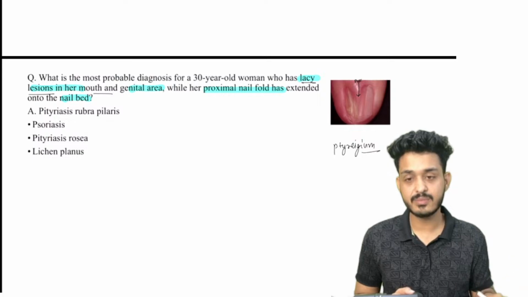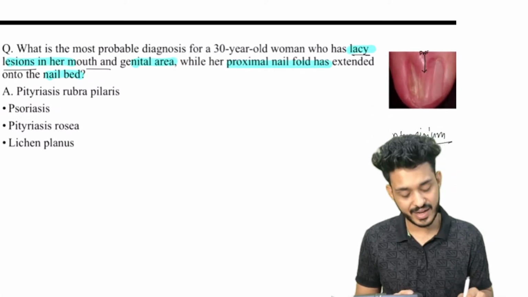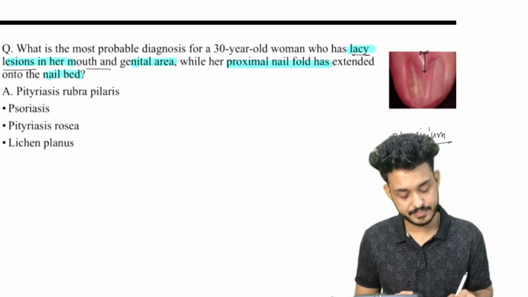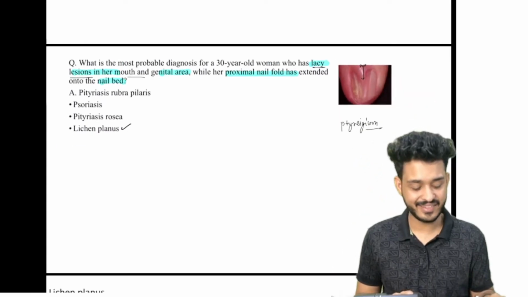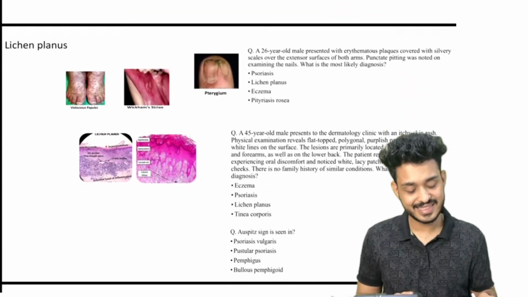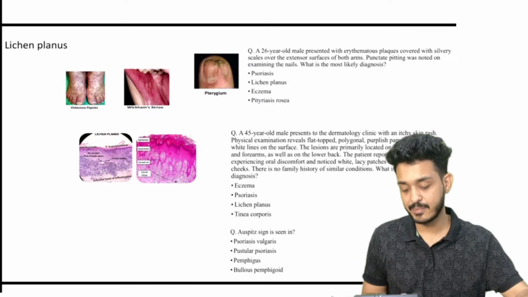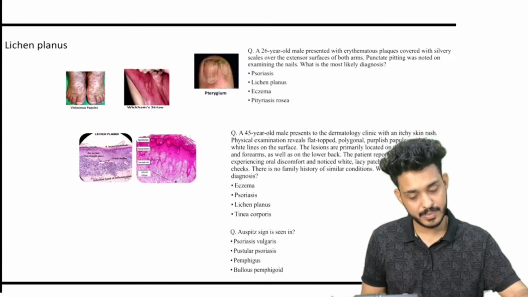Pterygium you will be finding with which disease? Pterygium you will be finding with lichen planus. Okay, let's discuss the important points about lichen planus. What are the important points that you need to remember about lichen planus?